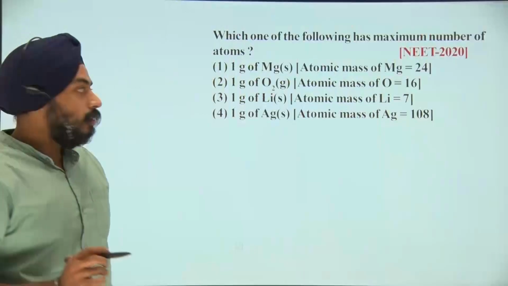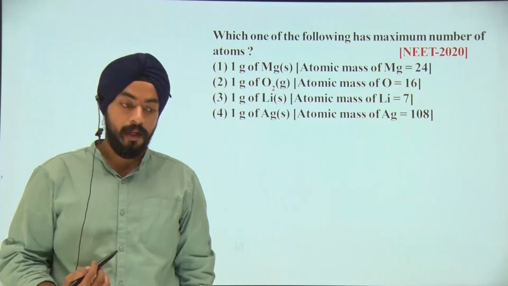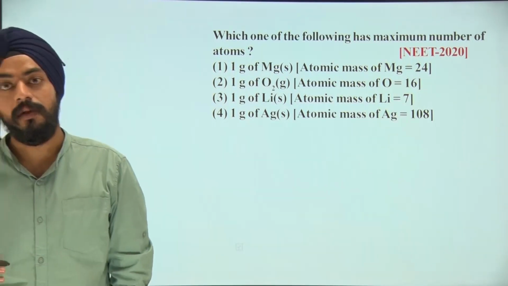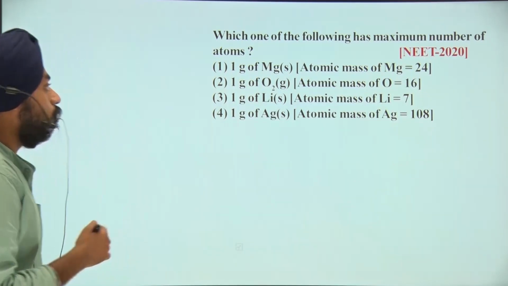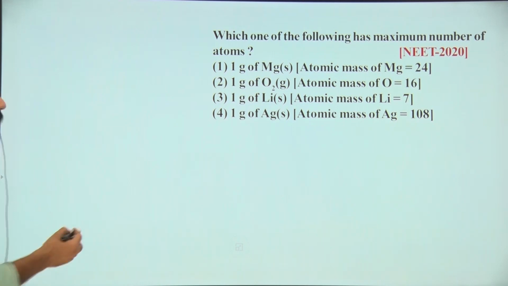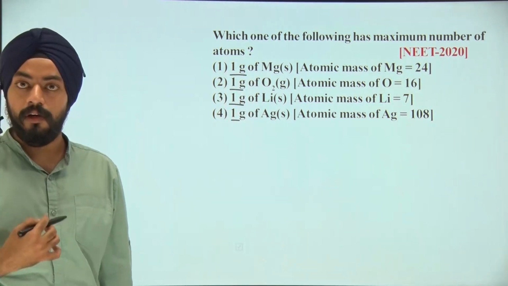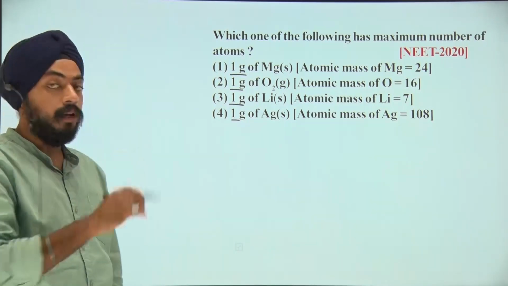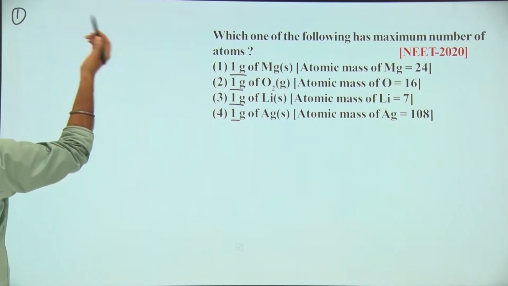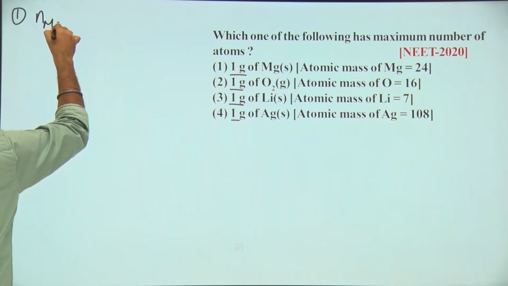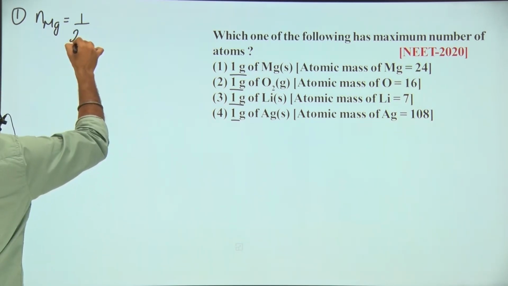Thank you. The question is, which one of the following has the maximum number of atoms? Students, this question is from the mole concept chapter, or Some Basic Concepts of Chemistry, chapter number 1 of class 11. So we have to calculate the maximum number of atoms and we have been given the weight for this. First of all, we'll calculate the moles and then we can calculate the number of atoms present. So for the first option, magnesium, moles of magnesium will be equal to 1 divided by its atomic weight, 24.